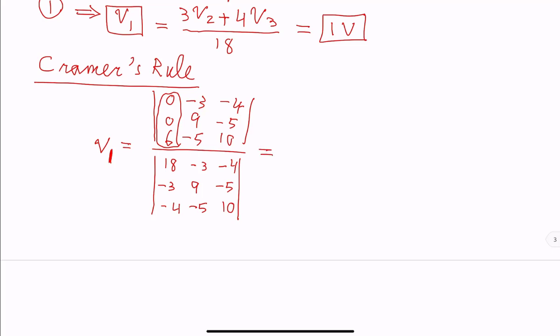And basically, I'm assuming you know how to solve the determinant. We will find 816 over 816 equal to 1 volt, which is the correct answer.